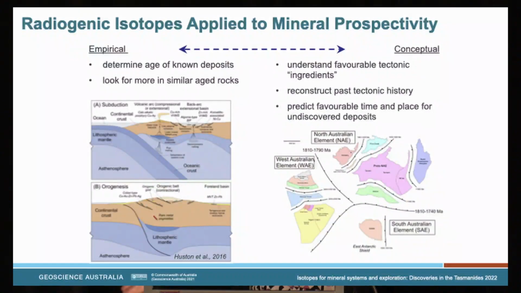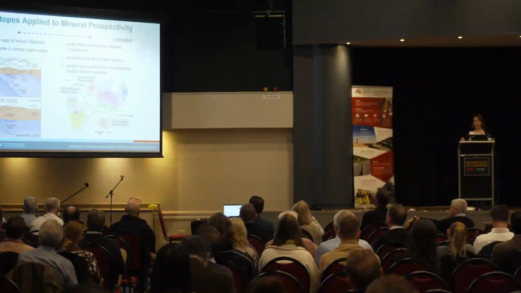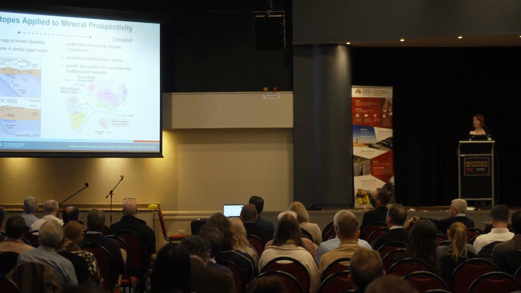It's a little more complicated because there's a bit more going on in that, but that's kind of an empirical approach. There's also a more conceptual approach where you use isotopes to understand favourable tectonic ingredients that go into making deposits. You're reconstructing the tectonic history to get a more holistic impression of the Earth, to then predict favourable times and places for undiscovered deposits to occur without necessarily directly referring to the discovered ones themselves.